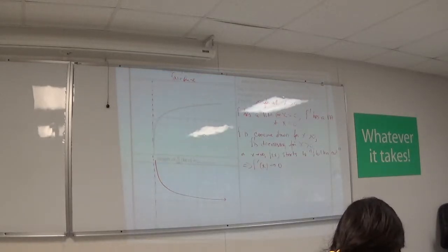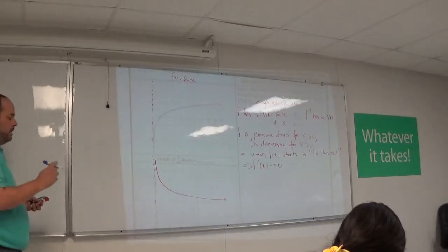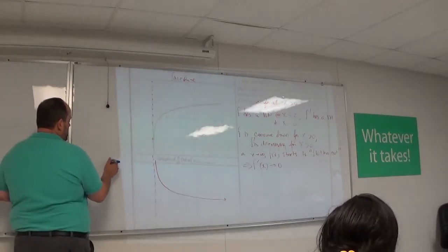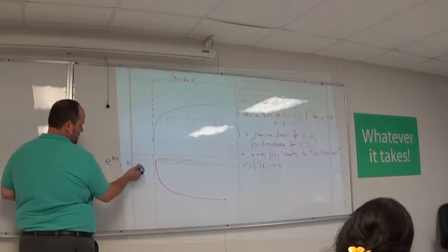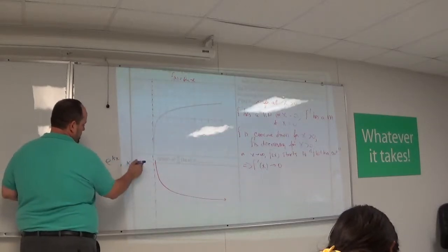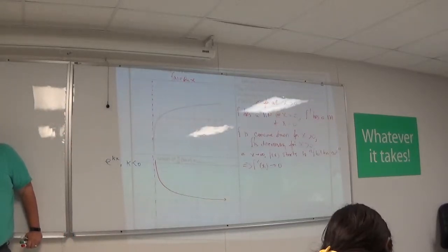So what is it? Look at that parent function survival guide if you need to. There are functions that you know that look like this. Jackie? E to the power of kx. E to the power of kx, where k is negative or positive? Negative. If it's decreasing, it would have to be negative.